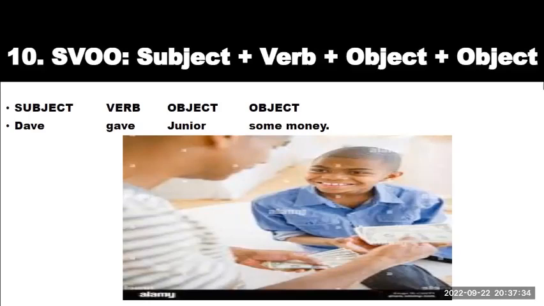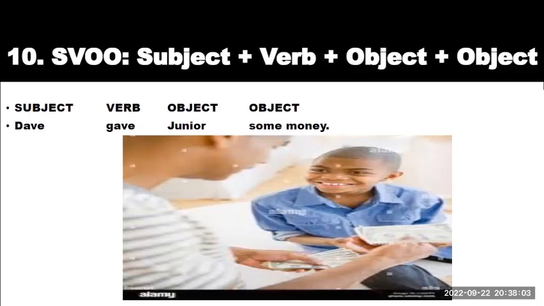Dave gave Junior some money. If we reconstruct the sentence using a preposition, what we have is Dave gave some money to Junior. You see, Dave, first of all, picks the money he wants to give. Now, he could have given it to Jack. He may decide to give it to Jane. However, he decides to give it to Junior.